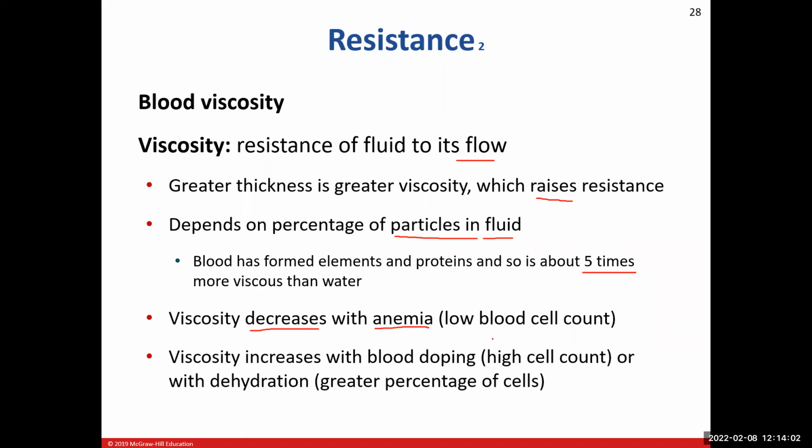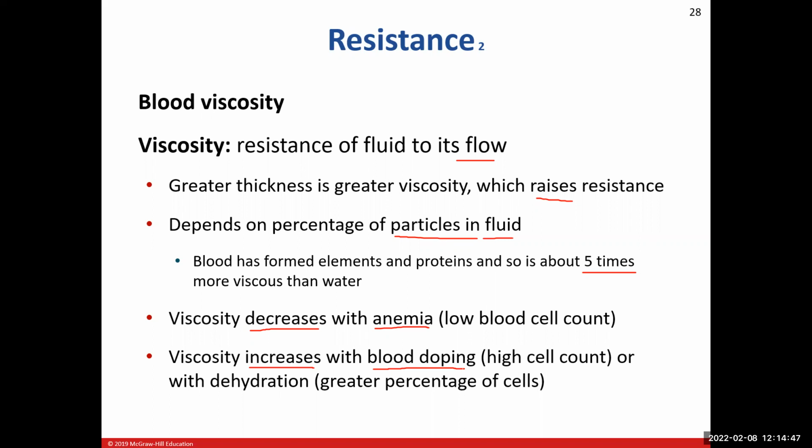Now you can see that viscosity will increase in situations where someone has done blood doping. If you know what blood doping is, that's when you draw your own blood and store it for a while. It's usually athletes that do this. In fact, I can't think of anybody else that does blood doping other than athletes. Then they put the blood that they took out back into their body, and that helps to increase their red blood cell count so they can have a larger oxygen supply. Unfortunately, by doing that, your blood becomes much more thick. That's not good.